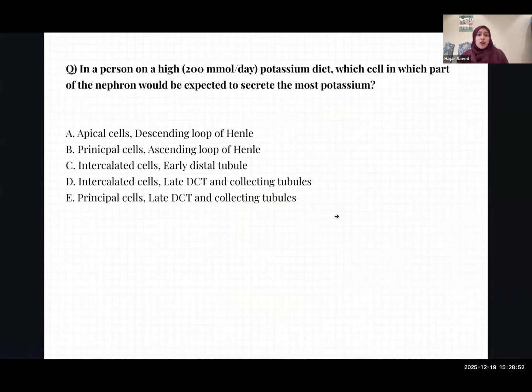Okay. In a person on a high potassium diet, which cell in which part of the nephron will be expected to secrete the most potassium? We're trying to get rid of potassium. So apical cells in ascending loop of Henle, principal cells in ascending loop of Henle, intercalated cells in early distal tubule, intercalated cells in distal collecting tubule and collecting tubules, or principal cells in late distal convoluted tubule and collecting tubules.